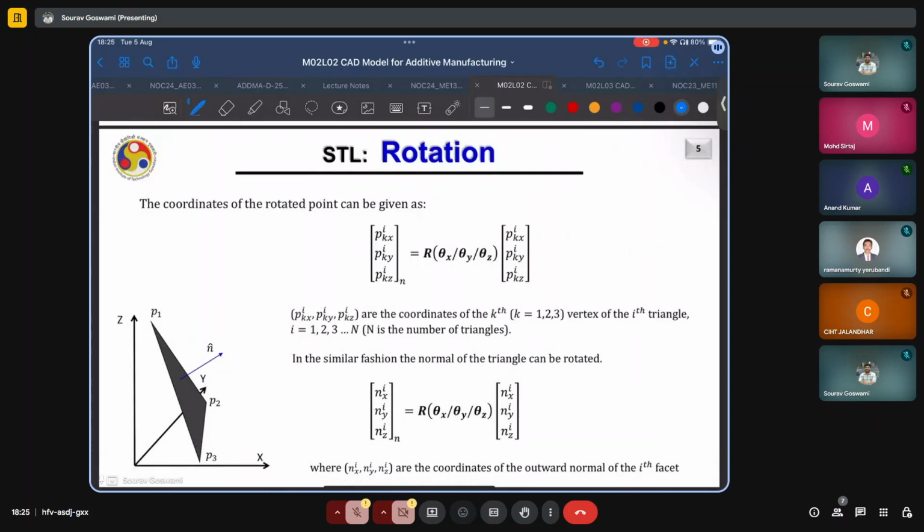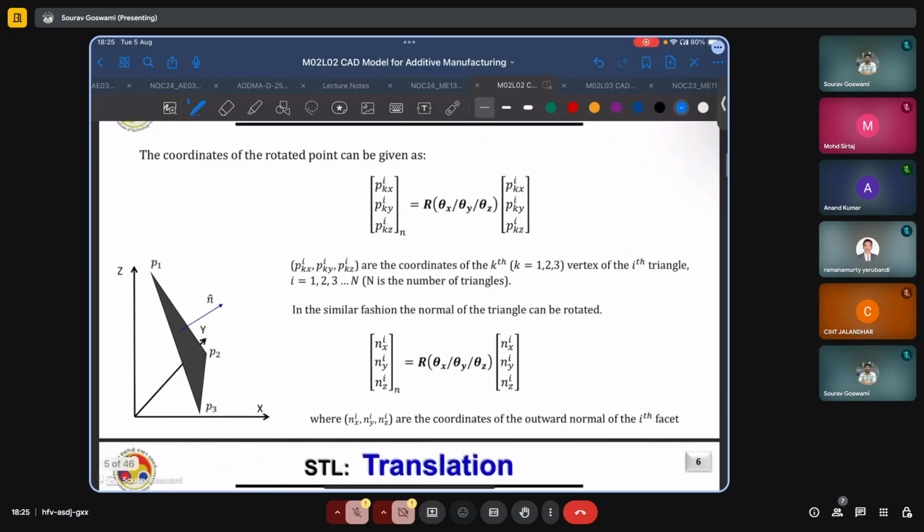This is again summarized here: the coordinates of the rotated point can be given as the rotation vector times the initial point. And this is just about a point, but what about an entire facet or a triangle?